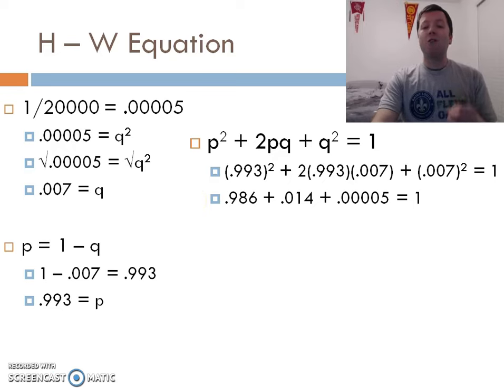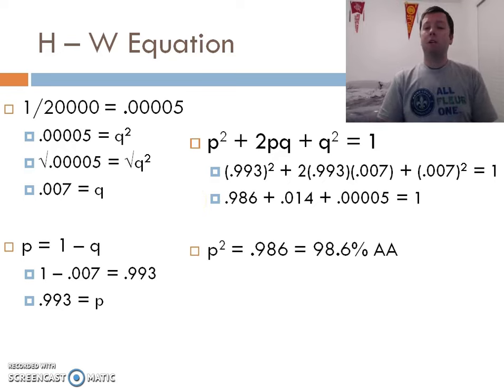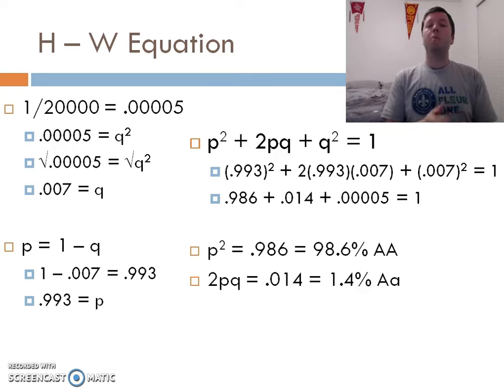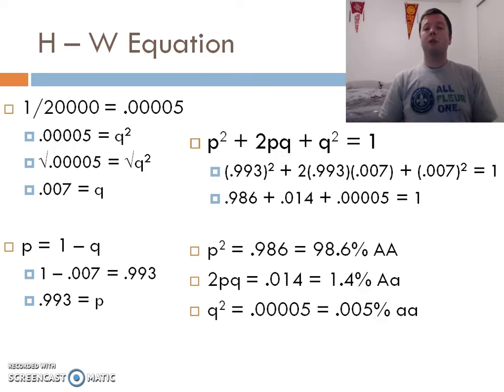So what does this really mean? How do you analyze these results? Well, if p squared is 0.986, that's 98.6% of the population is homozygous dominant, big A, big A. 2pq is 0.014, that means 1.4% is heterozygous. And then the last one, 0.005% of our entire population is going to be homozygous recessive.